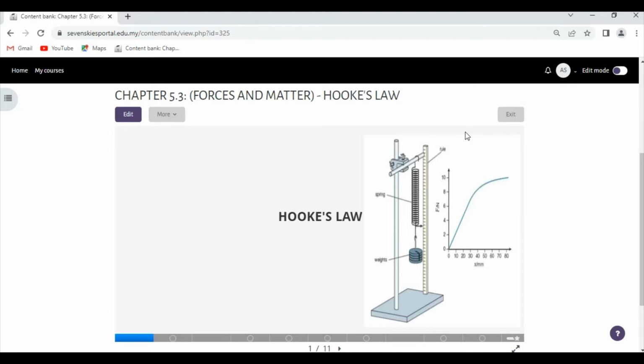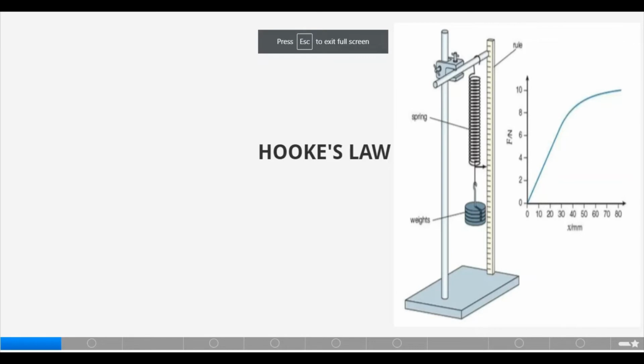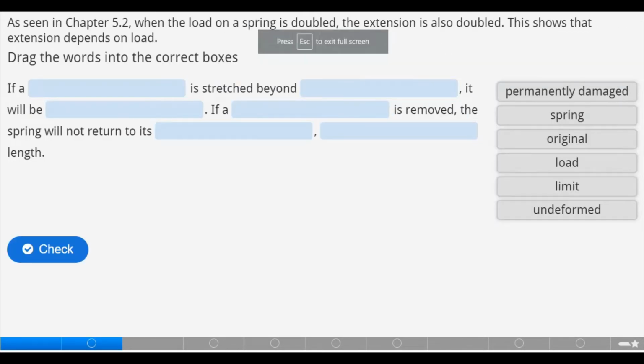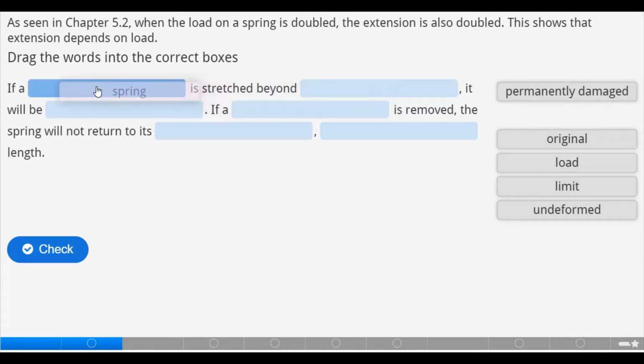Today, we will be dealing with Hooke's law under the topic forces and matter. So, as seen in chapter 5.2, when the load on a spring is doubled, the extension is also doubled. This shows that extension depends on load. With that, let's do this activity. If a spring is loaded, is that so? We'll check and see later.